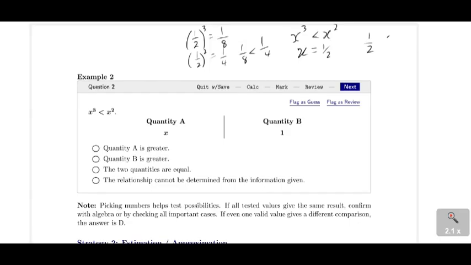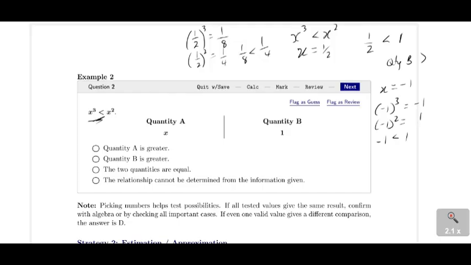And we can see that half is less than 1. So here, quantity B is greater, right? Quantity B is greater. Let's try when x equals -1. So -1 cubed is still -1. And then -1 squared is +1. So let's see if the condition is obeyed. Yes, -1 is less than +1. So the condition here is obeyed.